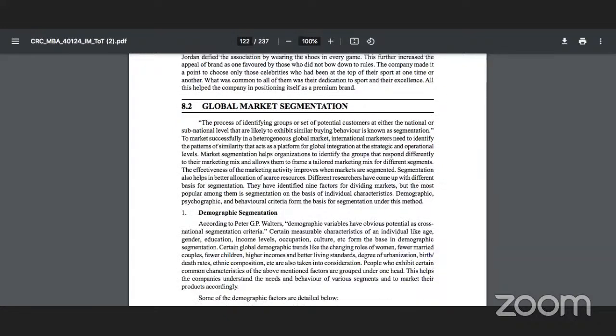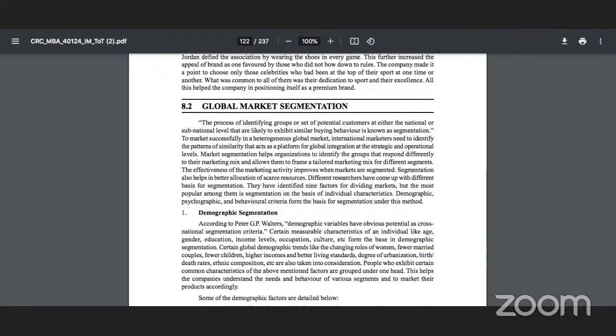So in terms of global market segmentation, what is important to understand is the process of identifying groups or sets of potential customers at either the national or subnational level that are likely to exhibit similar buying behavior. So that is known as segmentation. So potentially we are talking in terms of people who have some homogeneity among them. So they exhibit similar buying behavior. So that becomes one segmentation, and then we can have multiple segmentations. So the product and pricing and advertising strategies are tailored to that particular segment.